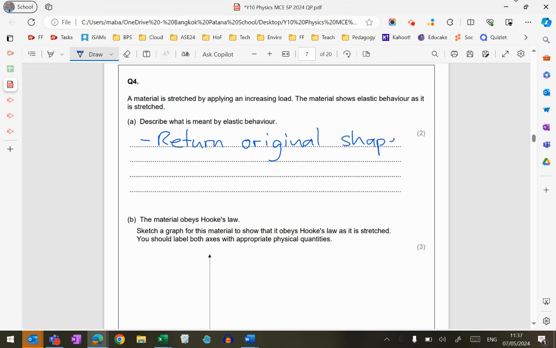But look, you can see this is a 2 marker, right? So I've only got 1 mark so far. I've only said one thing, okay? And it will return to its original shape when the load, or the force, or the deformation force is removed, right? Okay.